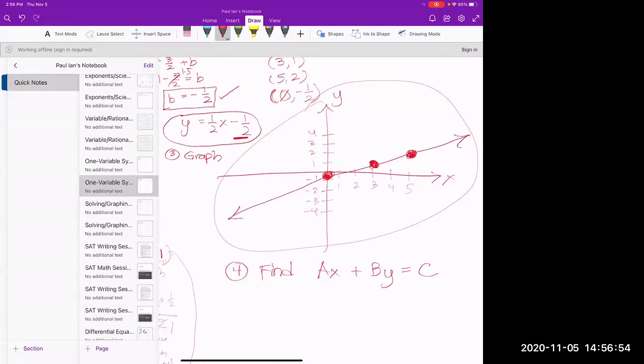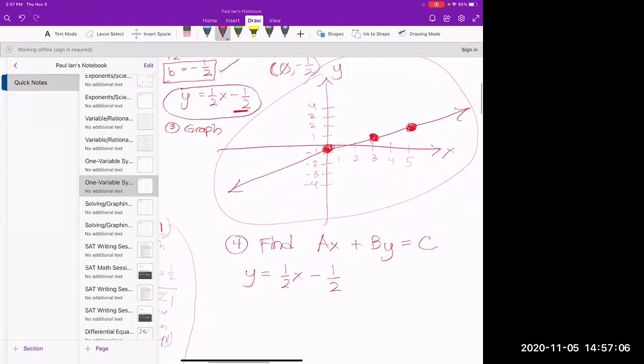So how do you do that? We kind of covered that briefly. Let's do it again. What you want to do here first is write the slope-intercept form. y equals 1/2 x minus 1/2. Slope-intercept form. So you want to convert this into ax plus by equals c. What do you do first?